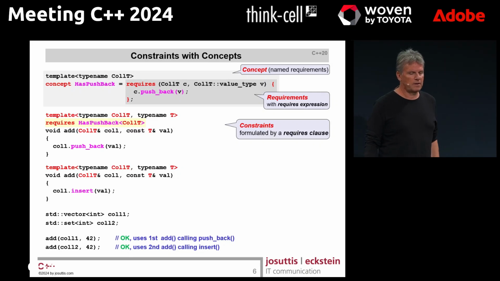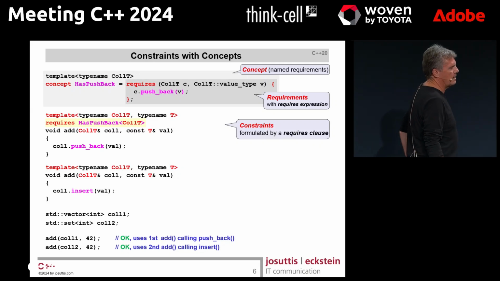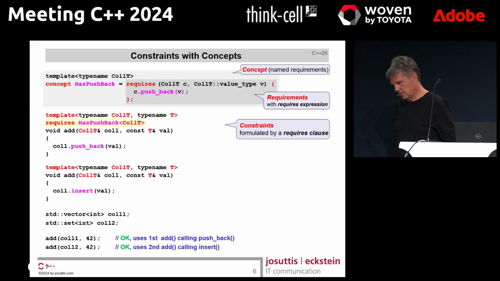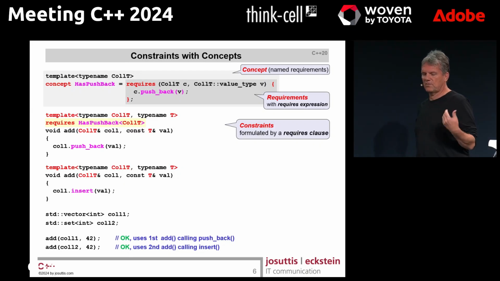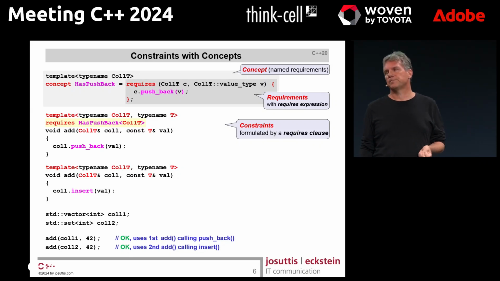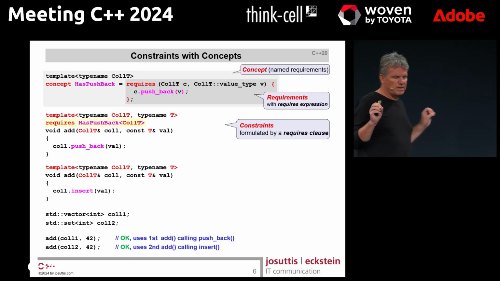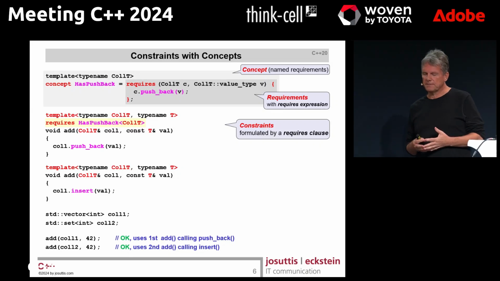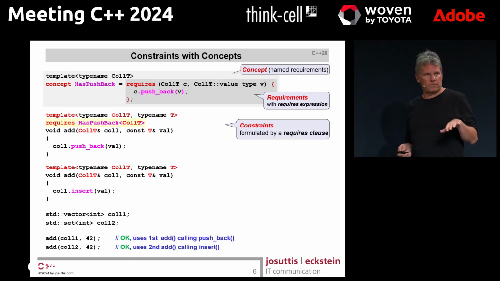To say, let's only allow to use this template. This template is only visible if this constraint is satisfied or met. This solves the problem. So surprisingly, you might say, wait a minute, don't we need another similar thing, the second add function template? No, we don't.